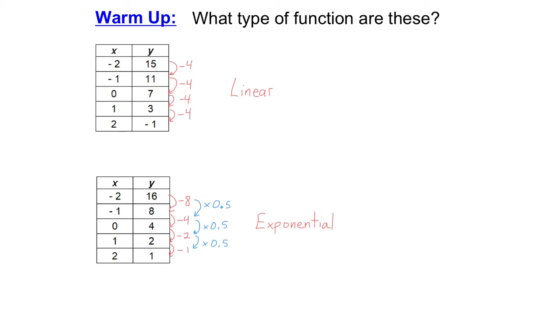So I'm going to try the ratios of the first differences. So this gets multiplied by a half, this gets multiplied by a half, this gets multiplied by a half. So you're multiplying by the same number every time, which means this is an exponential function. So that was just a recap of how you know what type of function you have if you're only given a table of values.